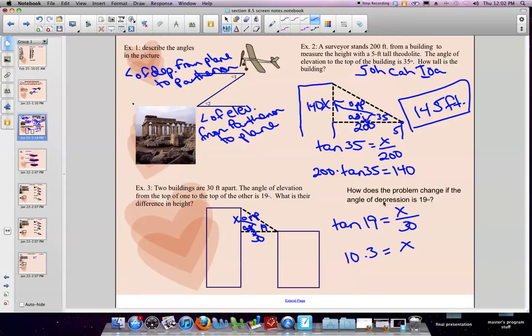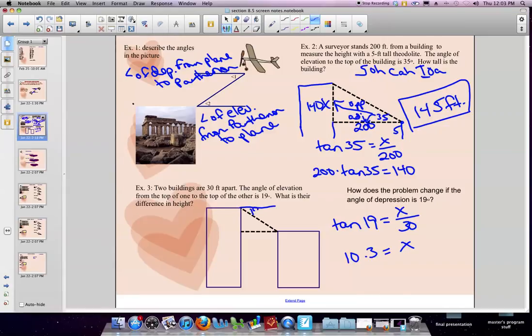I have a lot of kids who have trouble determining angle of elevation versus angle of depression. If I were to erase this problem and instead change it to say that the angle of depression is 19 degrees, I have a lot of kids that would put the 19 right here because that looks like an angle of depression. That would not be the case, however. Remember that angle of depression goes from a line of sight down. So that would be if I'm standing at the top of this building and looking down.